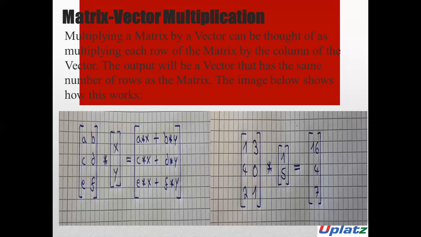You can guess the output. The first value 16 we got because 1 multiplied by 1 plus 3 multiplied by 5, that is 16. Then 4 multiplied by 1 plus 0 multiplied by 5, that is 4. Then 2 multiplied by 1 plus 1 multiplied by 5, so 2 plus 5 equals 7. So the answer is also a vector. We got 16, 4 and 7, which has the same number of rows as the matrix, correct?